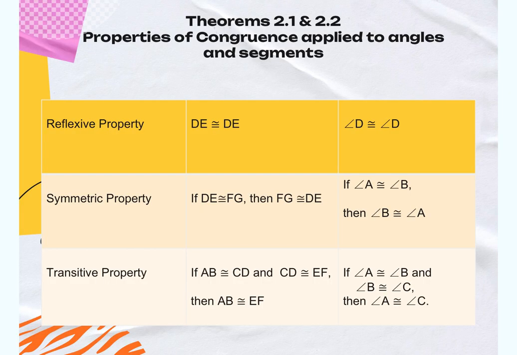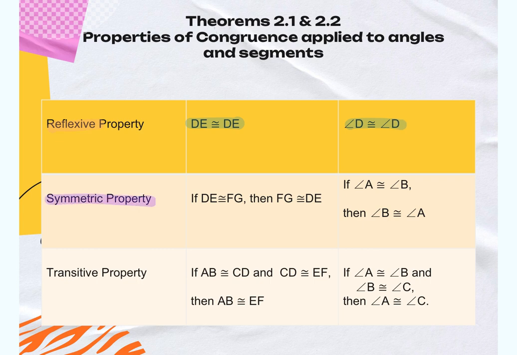So the chart that we had in 2.4 where we talked about all the properties of equality, now we're doing with the properties of congruence. So notice all the symbols just changed. The reflexive property still says anything equals itself, so any segment in this case would be congruent to itself, and any angle would be congruent to itself.